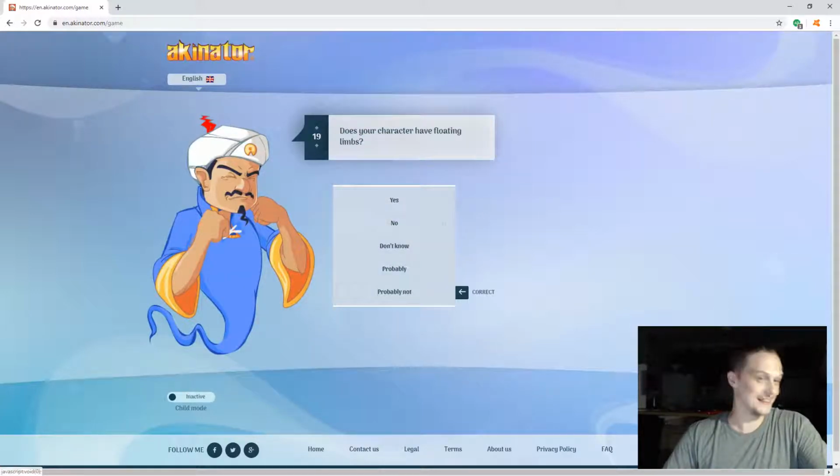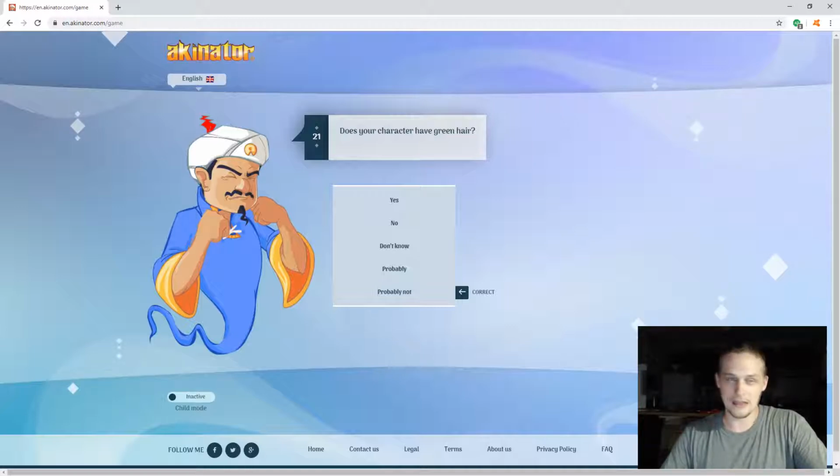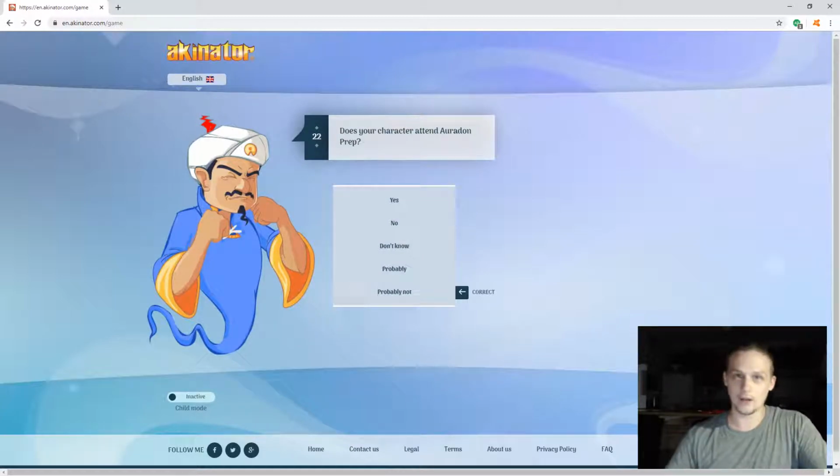No, not the last time I knew. Does your character have floating limbs? What are you talking about? No. Does your character use a paintbrush? No. Does your character have... I probably should have said yes on one of those earlier because I think he's not able... I think. Does your character have green hair? No. Again, if I did not mess up, I think I won because it's supposed to be 20 questions, so it's more than 20 questions.